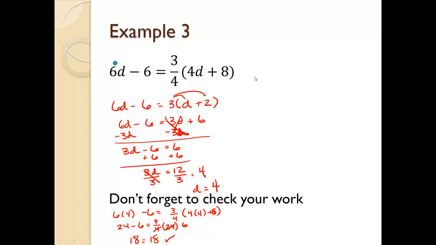Now let's go back and just see, could I have done the same thing, but instead of canceling the 4s out, let's say you wanted to multiply by the reciprocal of the 3/4. You would have had 6d minus 6 equals 3/4 times 4d plus 8. And both sides would be being multiplied by 4/3.